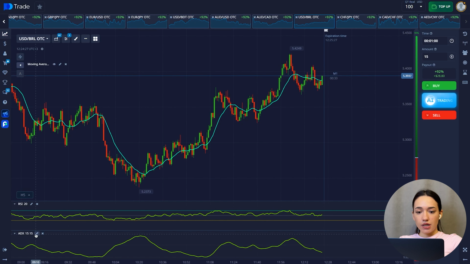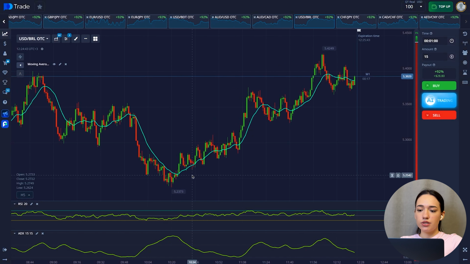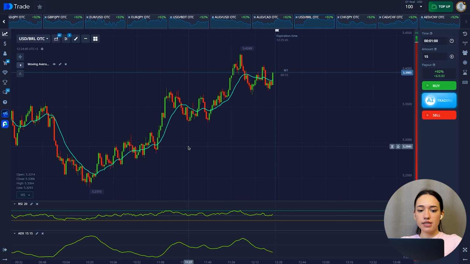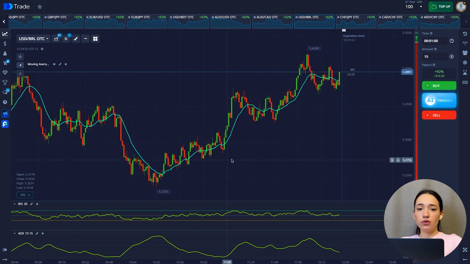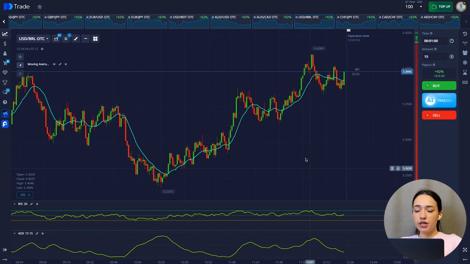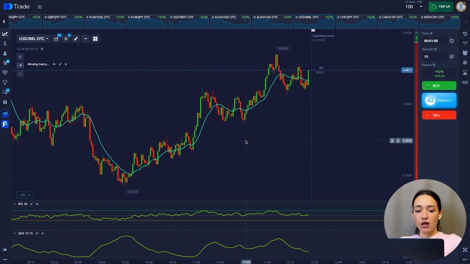And the third indicator is the ADX oscillator with a setting of 15, and we remove the positive and negative lines, leaving only the main one. So it will help us analyze the overall trend and just determine how overextended it is in either direction. And as we trade, I'll explain in more detail how it works in practice. So don't worry, and let's begin.